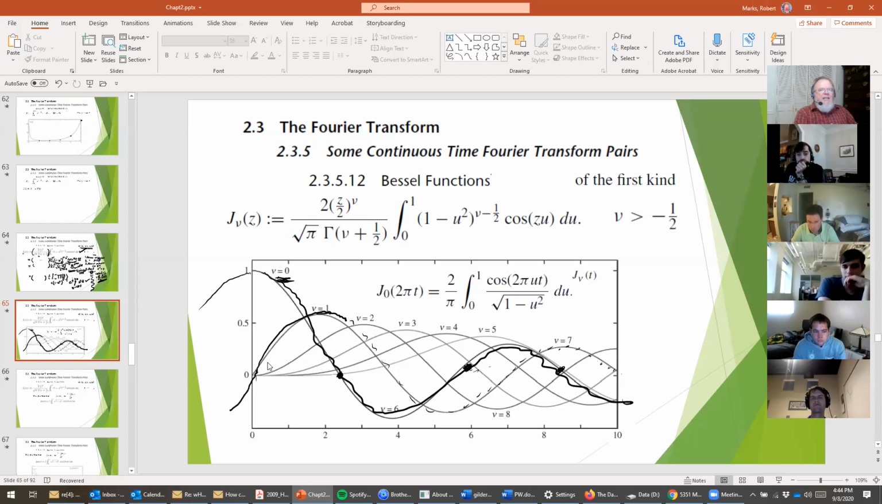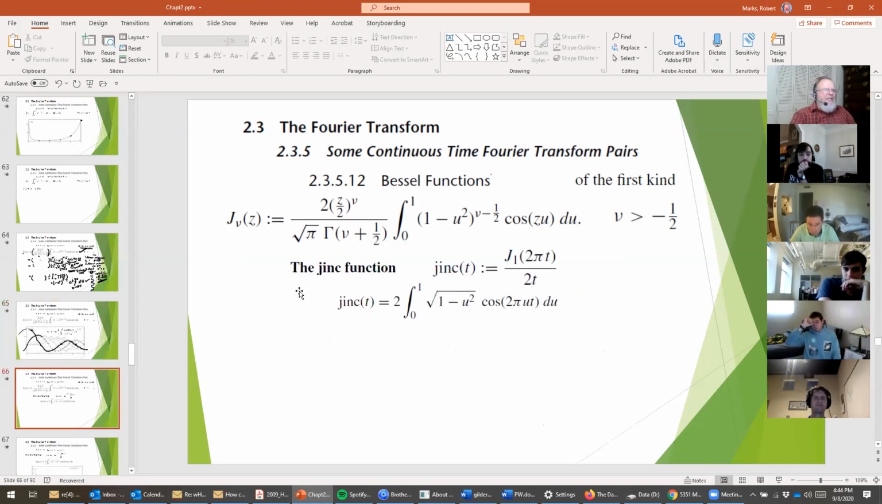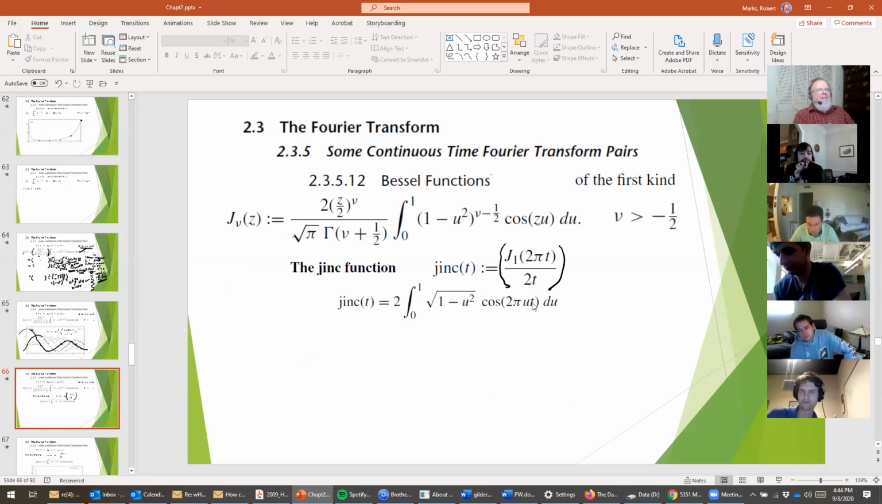We're all familiar with the sine x over x. In two-dimensional analysis, there is a J1(x) over x, not a sine x over x, but a J1(x) over x. And we have to come up with a very clever name for it. And so we call it the jinc. Okay. The jinc is, as you see here, the J1(2 pi t) over 2t. So it's kind of like a sine x over x function, but it isn't a sine x over x function. It's a J1(x) over x function.